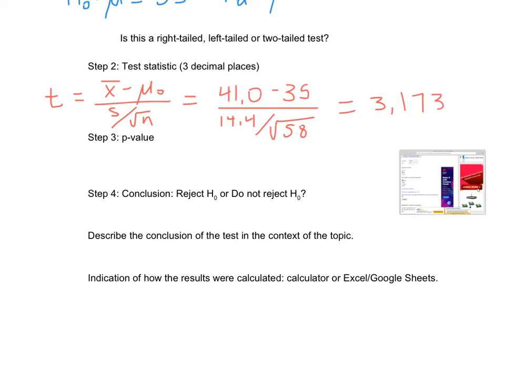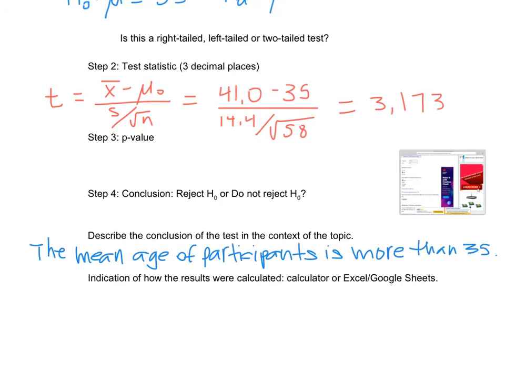The next thing is to describe what this conclusion means in the context of the topic. Because we have rejected the null hypothesis, which says that the mean is equal to 35 years of age, we can conclude that the mean age of participants is more than 35. Finally, you want to give some indication as to how you calculated your values, either by calculator or maybe you used a spreadsheet, Excel or Google Sheets, to do the calculations for you. Either way, circle or underline whichever way you calculated your results.